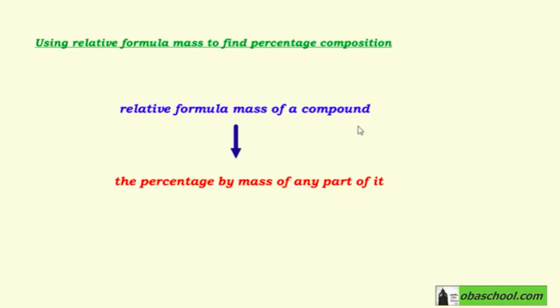So we have a compound, we calculate its relative formula mass, then using it, we can calculate the percentage of any element found in this compound. The first example we'll be taking to see how to use the relative formula mass to obtain the percentage of the element found in this compound is copper oxide, CuO. We're given the relative atomic masses for each of copper and oxygen. So for oxygen it's 16 and for copper it's 64.